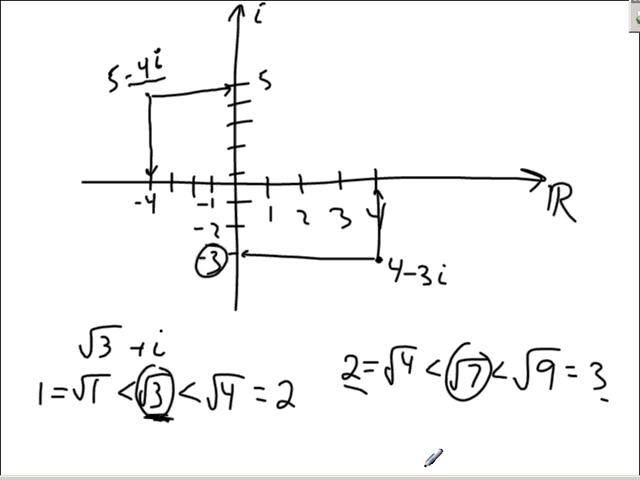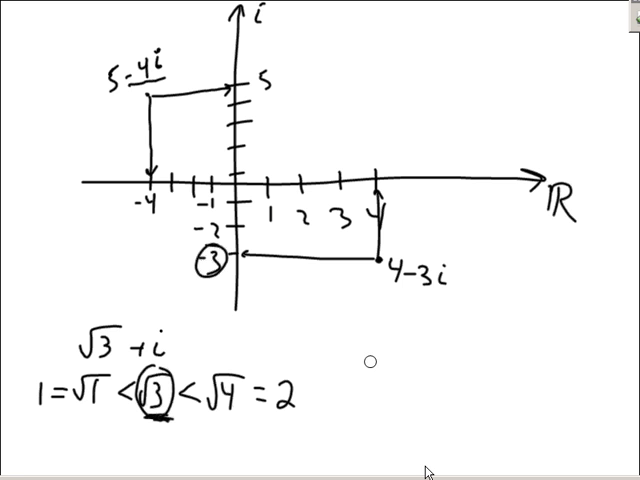So I did that just to show the square root of 3 is between 1 and 2. So I go to square root of 3. Say it's right there. Square root of 3. And it's understood that the imaginary part is plus 1i. Plus 1i is here. And I go to where they intersect. Right here. That point is square root of 3 plus i.